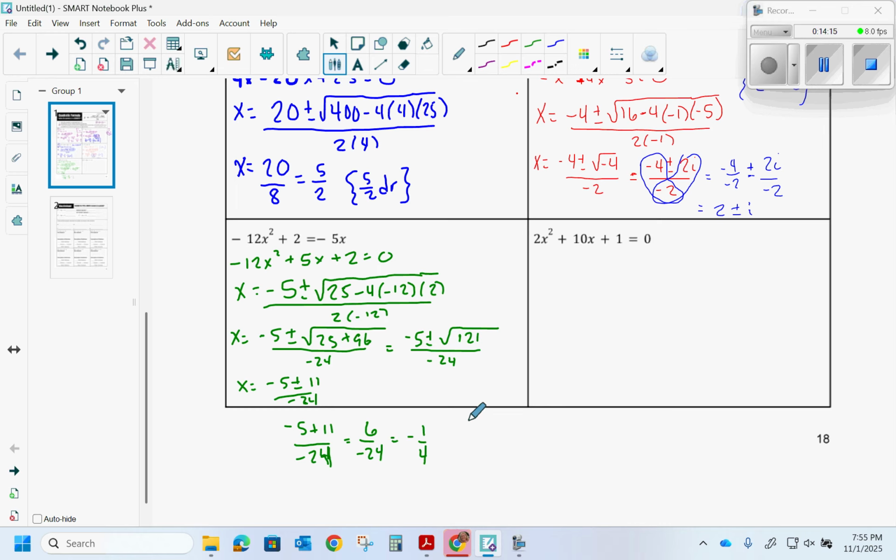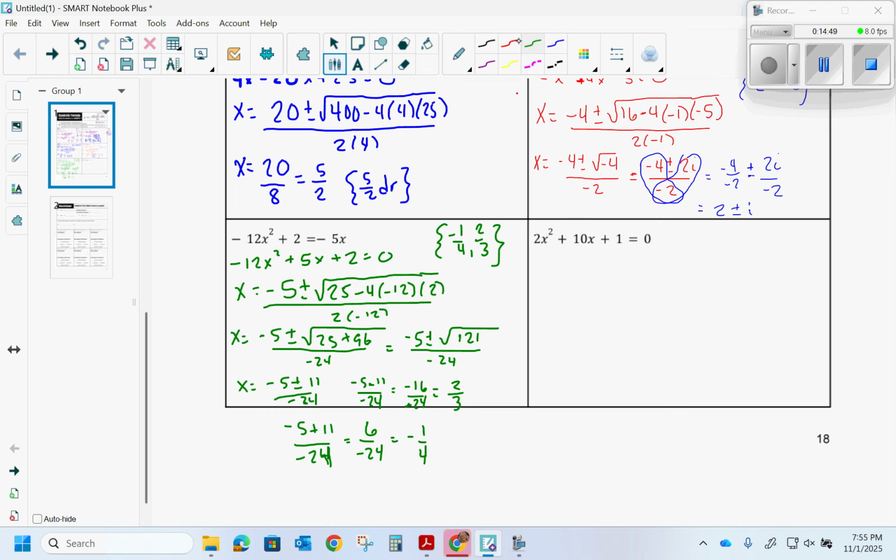So there's one solution. All right, the other one's going to be -5 minus 11 over -24. So that's -16 over -24. All right, let's see, 8 goes into that. 8 goes into 16 twice, and it's negative over negative, so I know my answer is positive. 8 goes into 24 3 times. So our solutions here are -1/4 and 2/3.